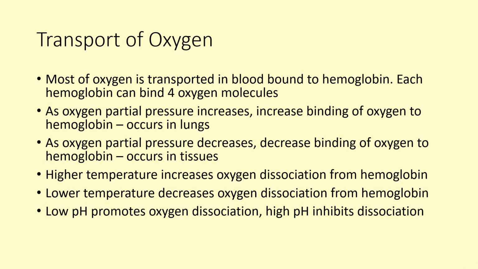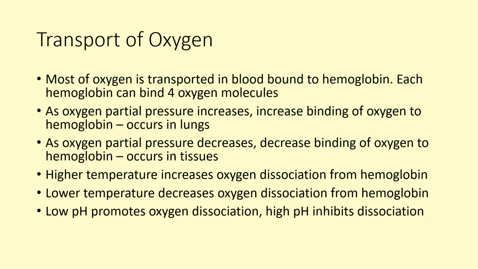So most of the oxygen is transported, as I just said, bound to the hemoglobin in the blood. Each hemoglobin can bind 4 oxygen molecules. As the oxygen partial pressure starts to increase, it will actually increase the binding of oxygen. And so that occurs in the lungs. As the partial pressure decreases for oxygen, it decreases the binding of oxygen to the hemoglobin, and that's what happens in the tissue. So as that pressure decreases, it starts releasing the oxygen off the hemoglobin.